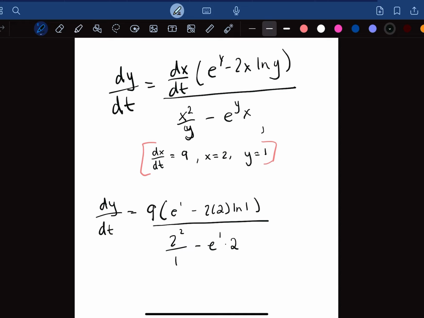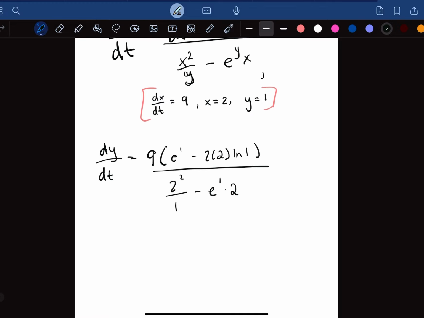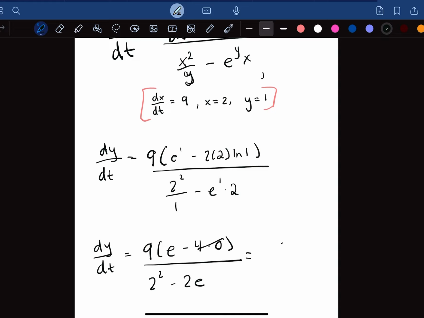And so now we can simplify this. Okay. So now simplifying this, we have dy over dt is equal to 9 times e minus 4 times the natural log of 1, which is 0, divided by 2 squared minus 2e. So now this becomes 0, so we have 9e over 4 minus 2e.